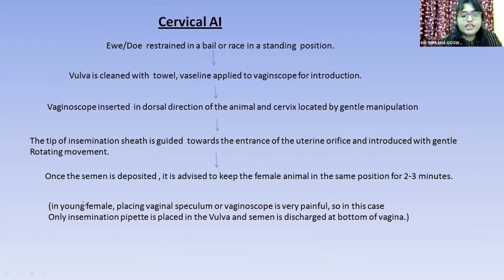In young females, placing the vaginal speculum or vaginoscope is very painful. So in this case, only the insemination pipette is placed in the vulva and semen is discharged at the bottom of the vagina.